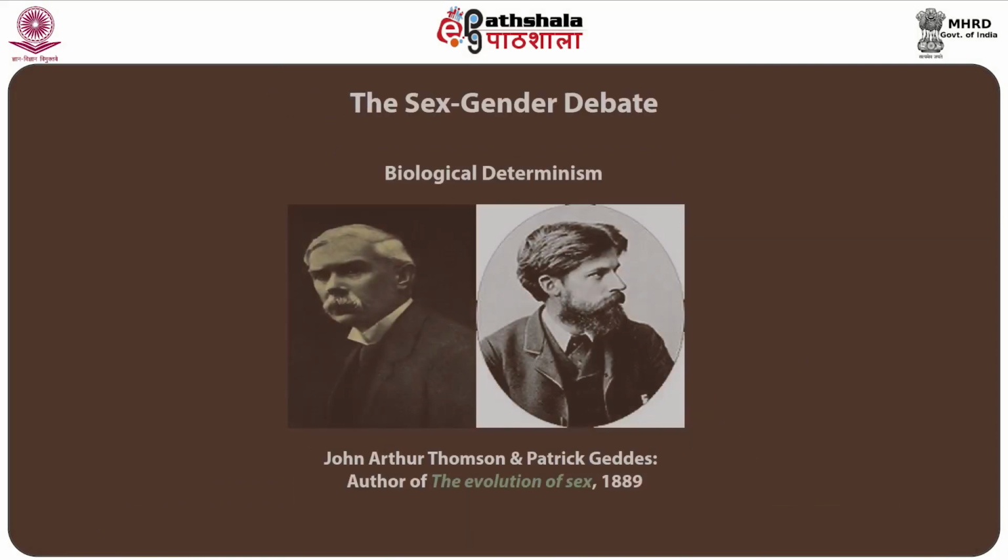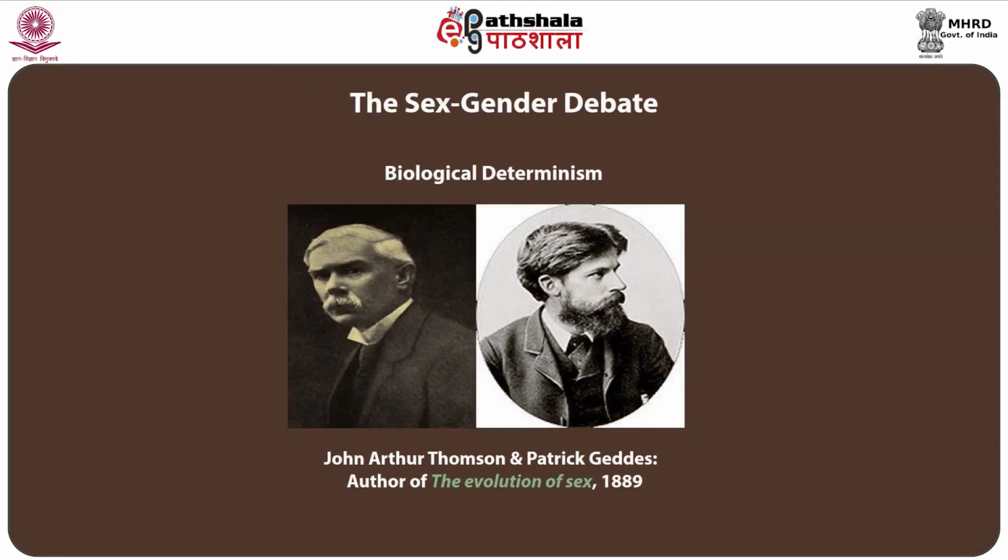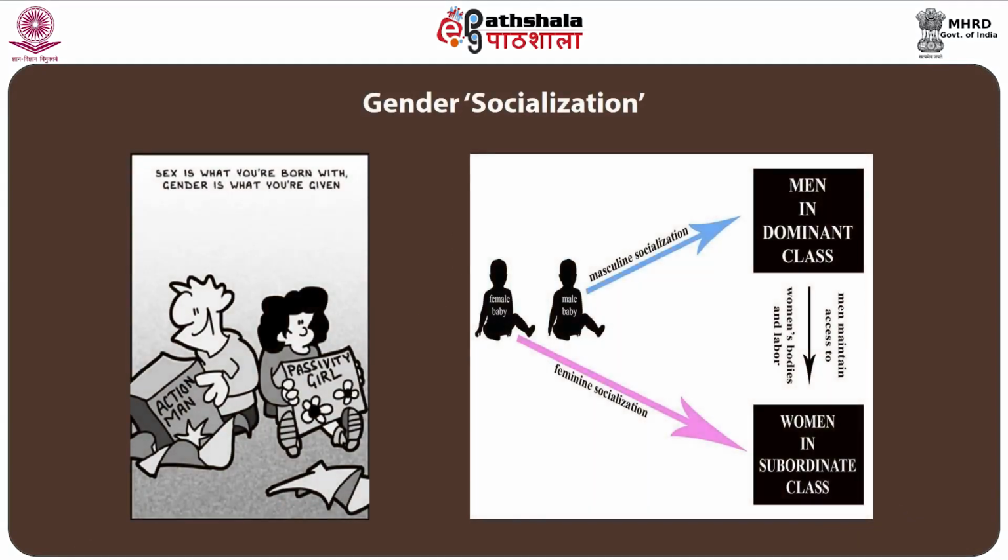The early debates of sex and gender date back to the literature of Thomas Arthur and Patrick Geddes in their book The Evolution of Sex in 1889, where they proposed the biological determinism principle. According to the biological determinism principle, men and women are different based on their physiology, and men are powerful compared to women based on their physiological advantage. Whereas gender is a socialization principle, where children are socialized in different ways.